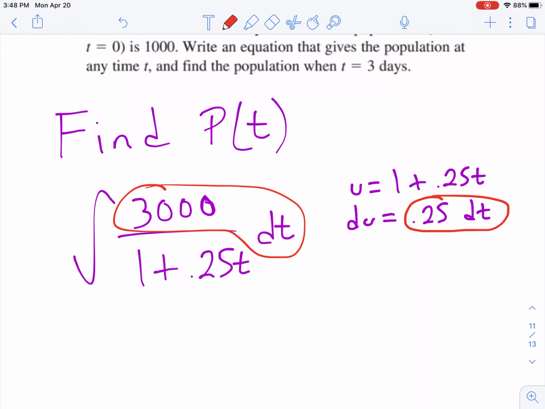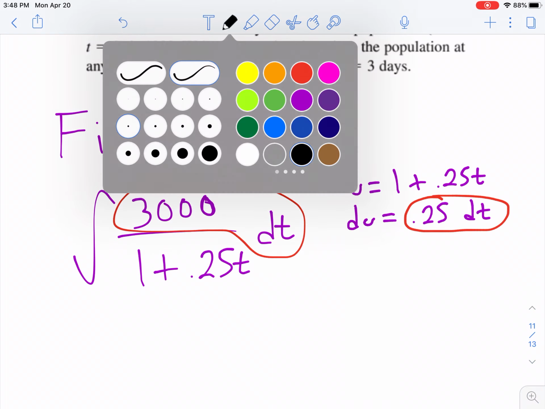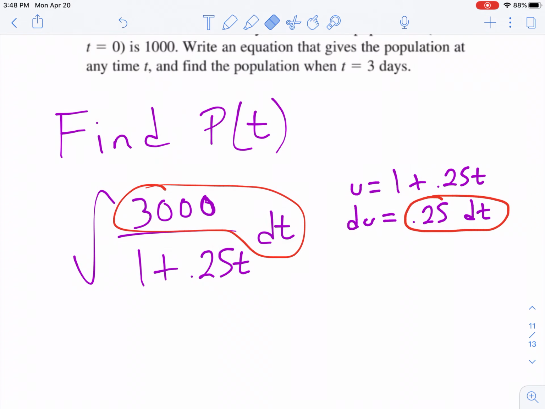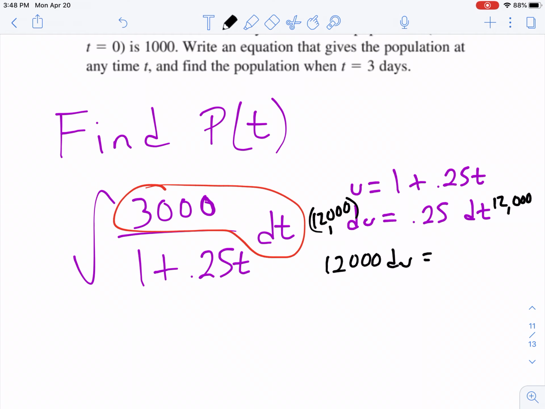Okay, so we need our du to mirror that. Right now our du is equal to 0.25 dt. We need it to equal 3,000 dt. So we need to figure out what factor we need to multiply by to go from 0.25 to 3,000. So we're going to have to multiply by 12,000 on each side. If we multiply by 12,000 on each side, then we get 12,000 du equals 3,000 dt, because 0.25 times 12,000 is 3,000. Now we have a match, 3,000 dt, 3,000 dt.